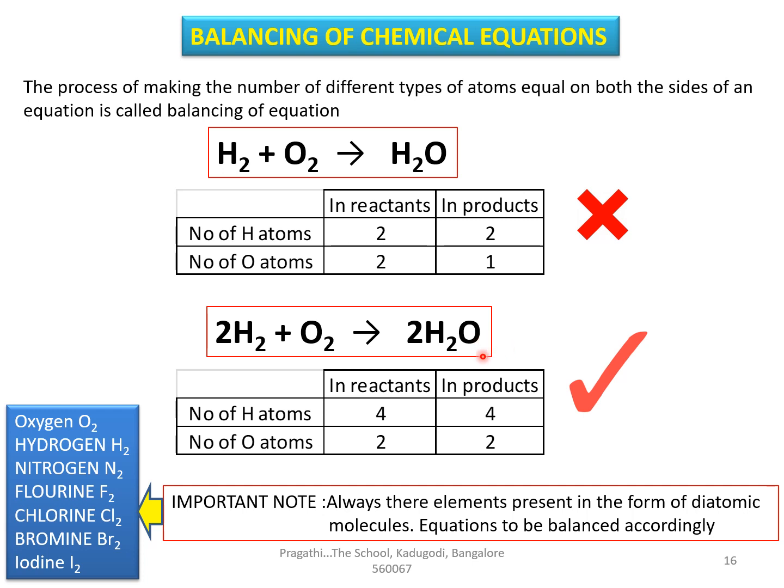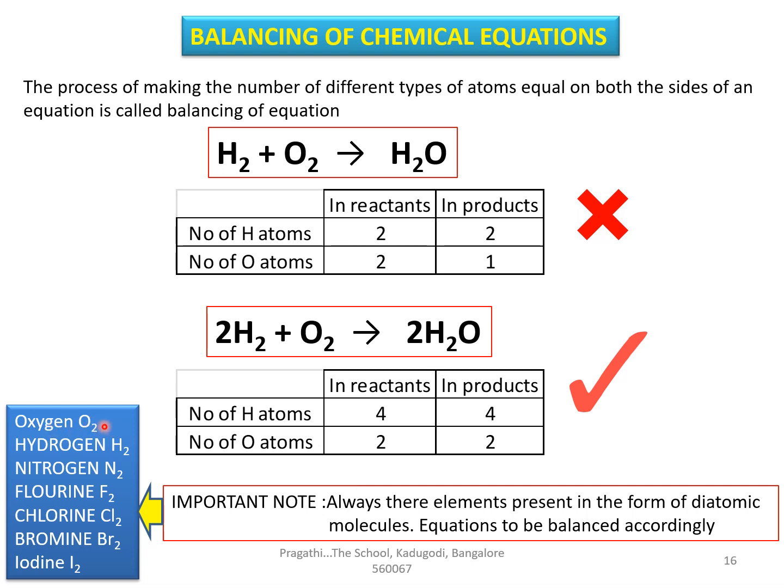Clear? See, important note. Always these elements are present in the form of diatomic molecules. That means two atoms will always be present as one. So that's why they are called diatomic molecules. See, oxygen is a diatomic molecule. Why? Because always two oxygen atoms will combine and be in that form, we call it oxygen. So equations are to be balanced accordingly. See, for oxygen we should not write just O.